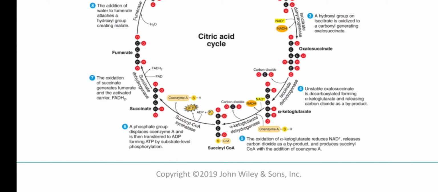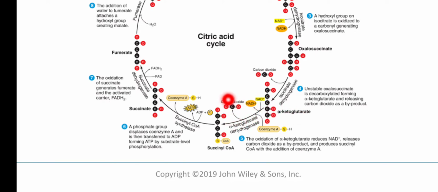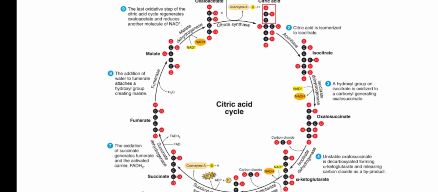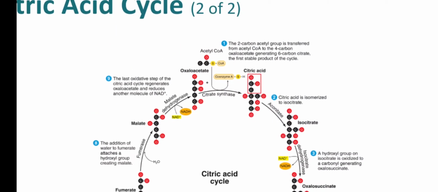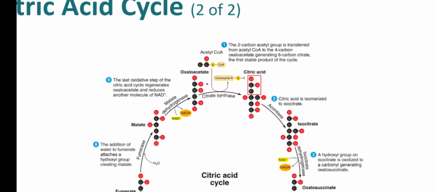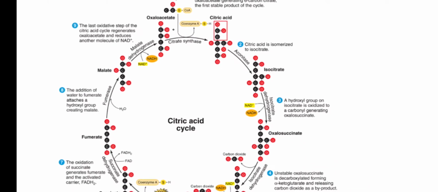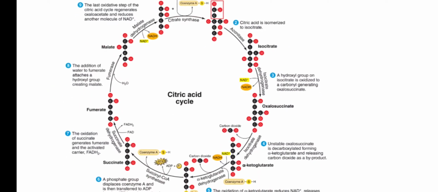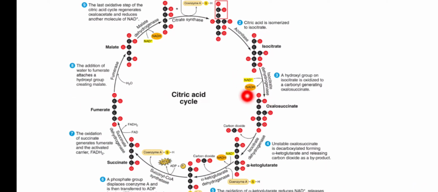Then 1 carbon dioxide from oxalosuccinate will be removed to form alpha-ketoglutarate. Then another oxidation and another release of carbon dioxide, and you will have succinyl-CoA. Succinyl-CoA will become succinate, then fumarate, malate, and then back to oxaloacetate. Then your reaction begins again. Basically, it's a cyclic reaction. At the end of this reaction, how many NADH will you get? Another reduction here of NAD+.